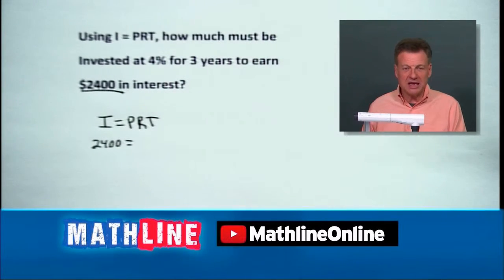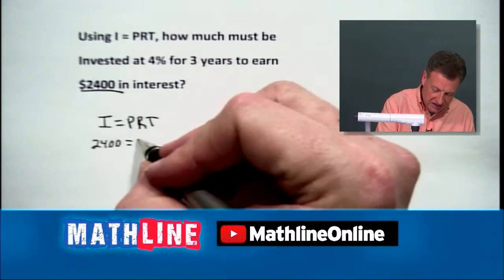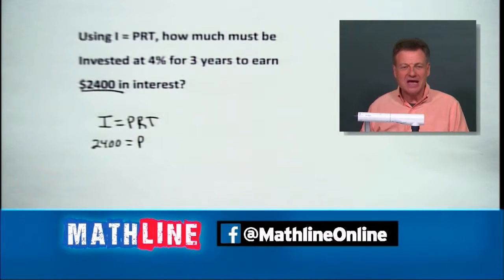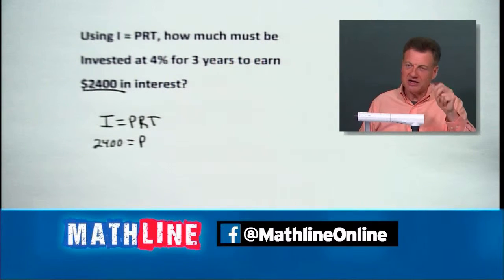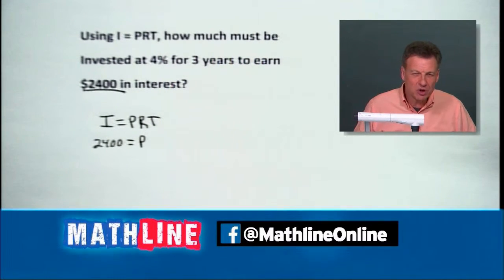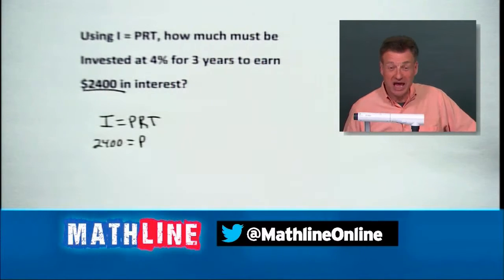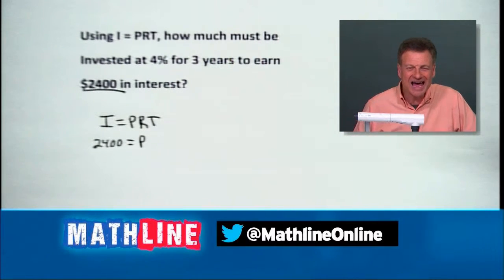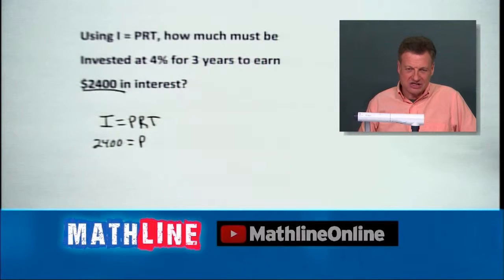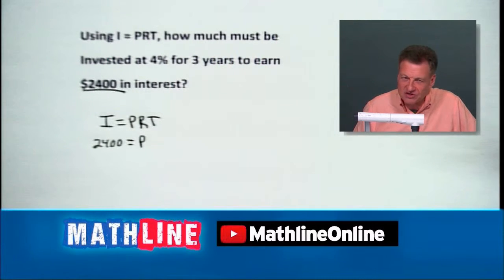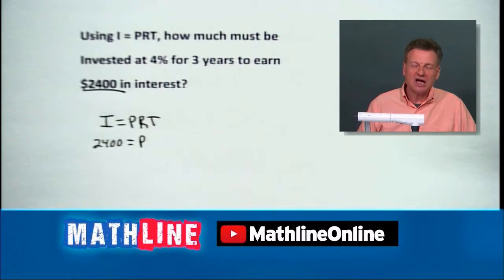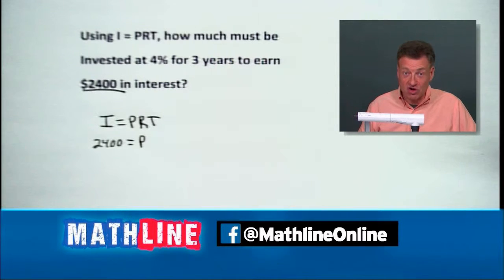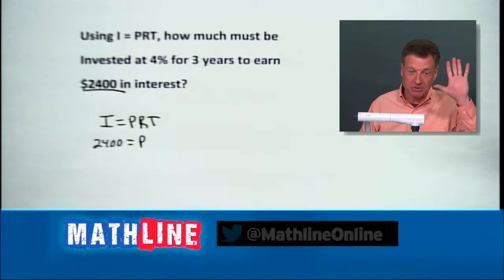2,400. P, don't know. There it is. Let it fly. Rate. Now again, I know I precaution, but I'm going to keep cautioning you this time. 4%. How do we write it? Not 4/10, not 0.4. Not 4 for sure. My goodness, if we put a 4 in there for R, we're going to be in really deep problems.